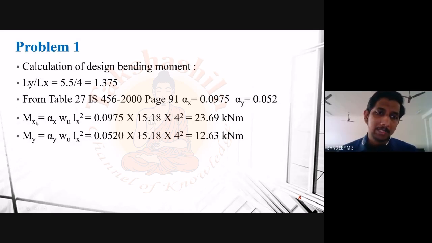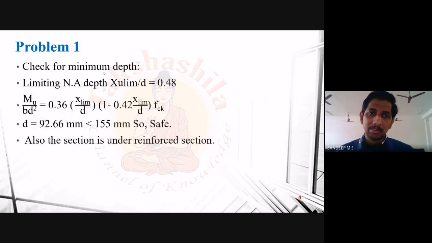So once you find out the value of mx and my, the remaining design steps are the same as that of one-way slab. In that case, what we used to do was, first of all, check for the minimum depth based on the balanced section equation, right? So for that we need the limiting neutral axis depth. Since we are using Fe415, we will have that value as 0.48, right? Substitute the value and find the value of d based on this equation, as we were doing in the case of one-way slab. And here you can see that d is coming around 92.66.